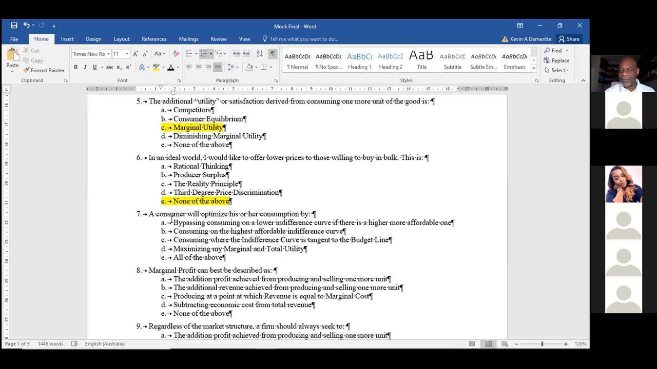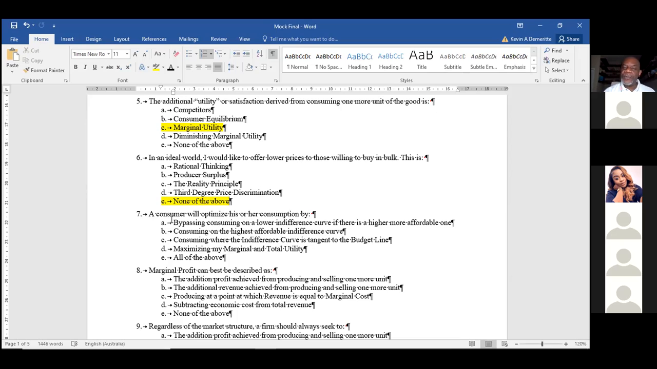Yes, that's true. Because they're not saying on the highest indifference curve, they're saying the highest affordable indifference curve. So if A is true and B is true, then the answer is supposed to be E. But just in case, because it is possible that we may have thought A and B are true when one of them might not be true, let's look at C and D just to make sure.